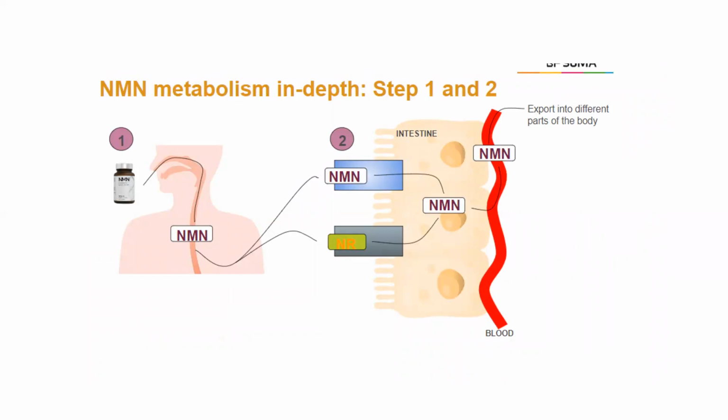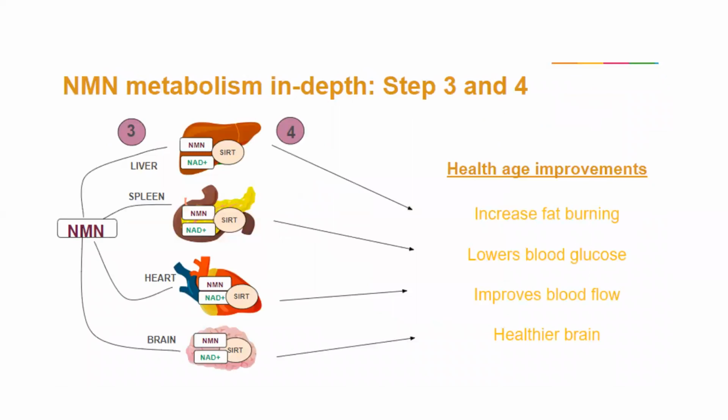Somebody takes NMN orally, and it gets into the body through the intestine, and from the intestine it's absorbed into the blood and exported into different parts of the body. When it gets to the liver, it increases the NAD plus levels in the liver, activating the sirtuins in the liver. It goes to the spleen, increases the NAD plus level, and activates the sirtuins found in the spleen. It goes to the heart, increases the NAD plus, and the sirtuins of the heart are activated. It goes to the brain and does the same thing.